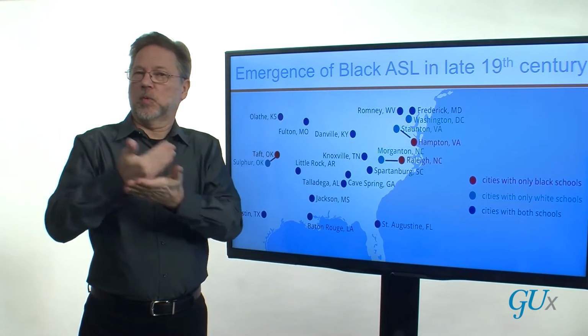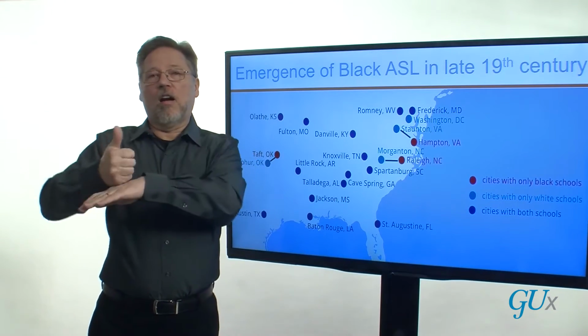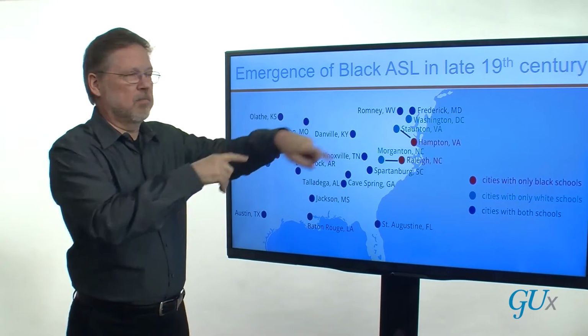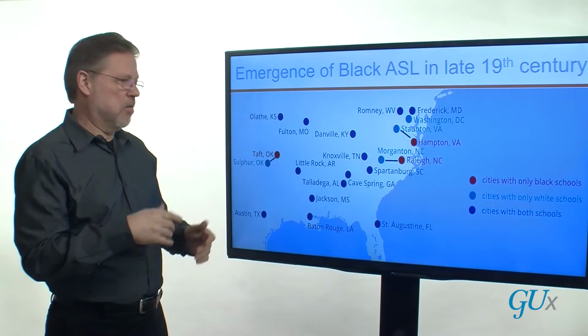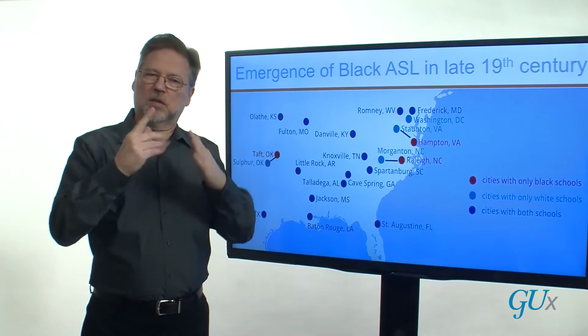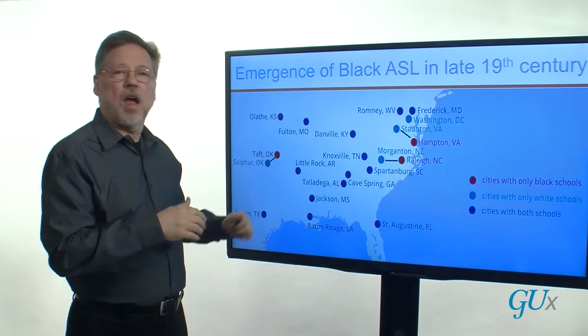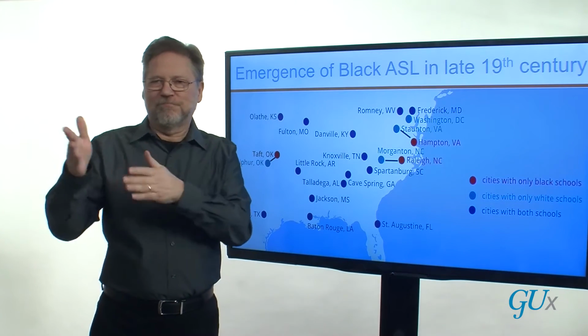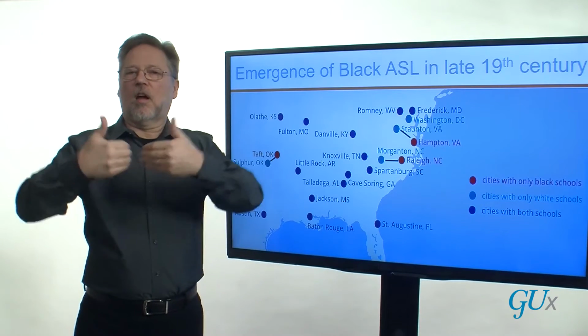The emergence of Black ASL was a result of new segregated schools being established in the late 19th century throughout the Southeast. Some cities had both segregated schools. Those are indicated in dark blue. Other states established the schools in two different cities, miles apart.